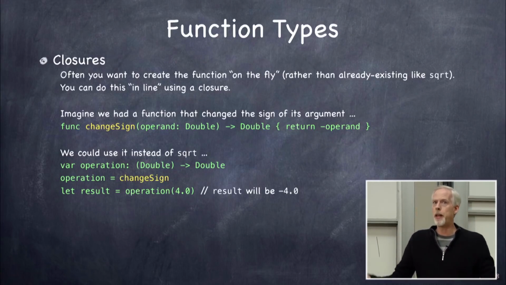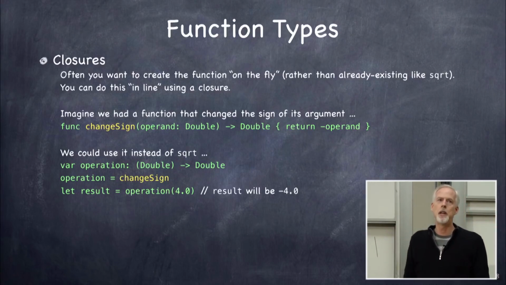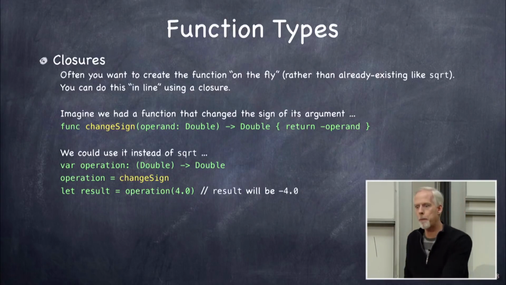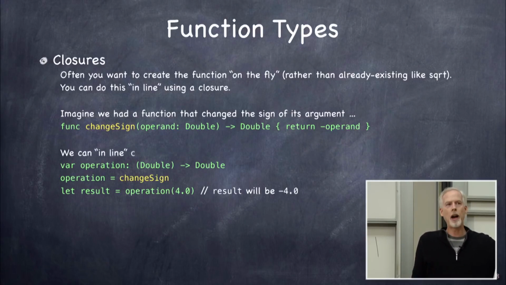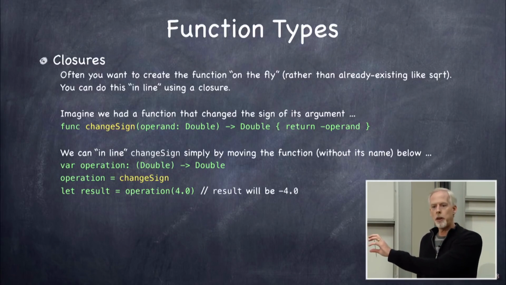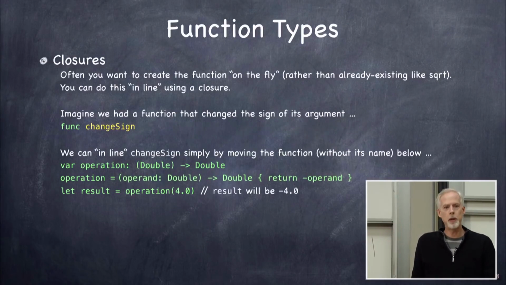It's a little special in that it captures the state around it, but it's essentially an inline function. So what does the syntax look like if we wanted to take change sign and just drop it right into the middle here instead of having a separate function? Okay, how would we do that? All right, we're just going to pick up all of change sign except for its name and move it down, watch. Okay, so I just put it right in there.